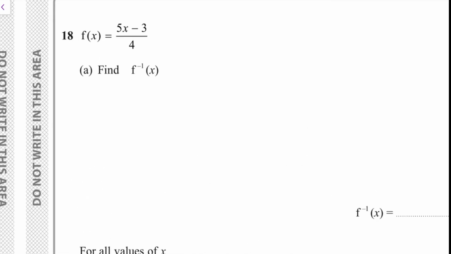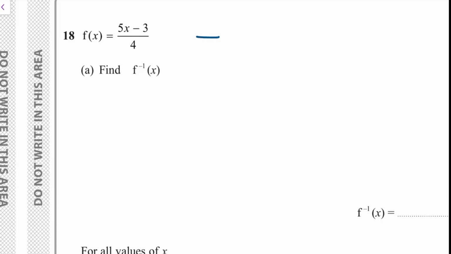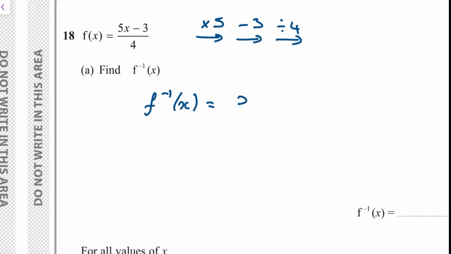f(x) equals this, right? 2 ways of doing this. So what do I do to my x? So the first thing I do is multiply by 5, then I take away 3, and then I divide by 4. This only works if there's only one x in the thing, which there is, so that's okay. So therefore my f minus 1 of x is equal to x. The opposite of dividing by 4 is to multiply by 4. The opposite of taking away 3 is to add 3. And the opposite of multiplying by 5 is to divide by 5. So that's my inverse of f(x).